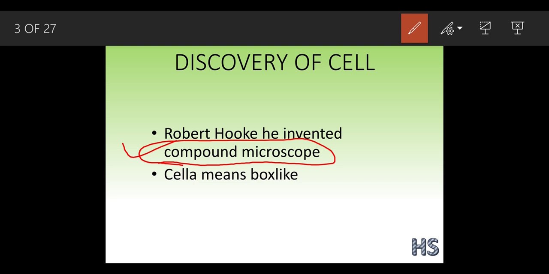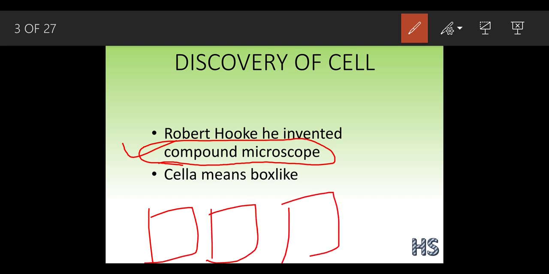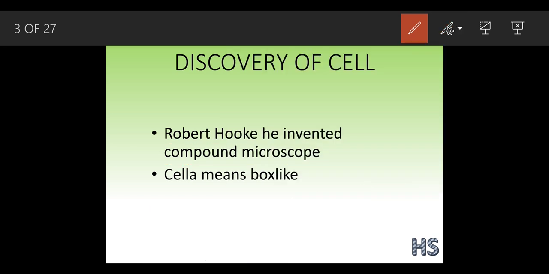This Robert Hooke was in a monastery. He was sitting in a monastery. Monastery means a place where the monks, the saints, live. He saw that all these rooms in the monastery were in the form of boxes. So one day he examined a thin slice of cork. A thin slice of cork means a part of the stem, which he took and examined under the compound microscope.